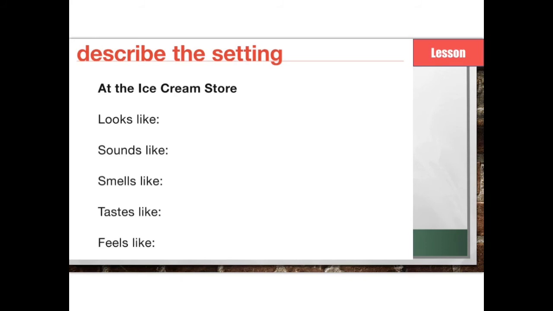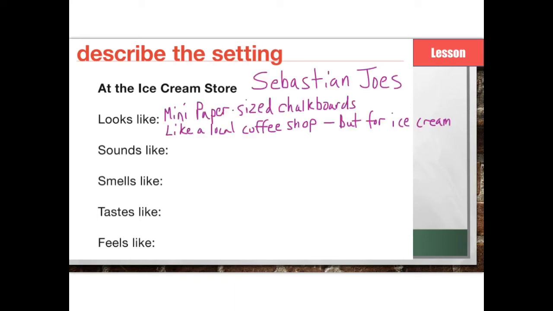Let's go through and practice describing a setting. In this case, an ice cream store. In particular, I am thinking about Sebastian Joe's ice cream. I don't know if you've ever been there, but I'm going to try to describe it to the best of my ability. When I walk into Sebastian Joe's, I see a wall full of mini paper-sized chalkboards with all of the ice cream flavors written on them. The setting reminds me of a local coffee shop, but for ice cream.